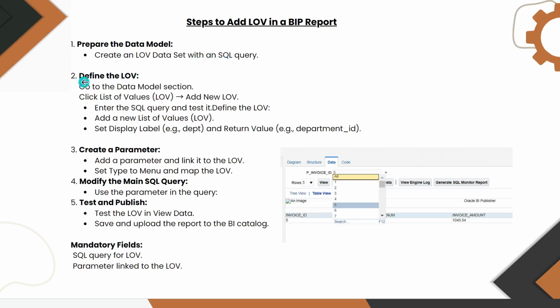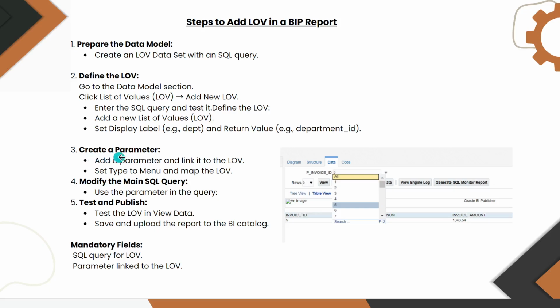After that we have to define the LOV. Go to the data model selection and select the data model that we have created, then enter the SQL query, test it, and define the LOV. Add a new list of values, and then specify the LOV's name, whatever name we are going to give the LOV.